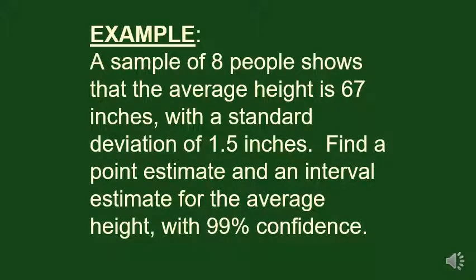So here's a typical problem. It says a sample of 8 people shows that the average height is 67 inches with a standard deviation of 1.5 inches. Find a point estimate and an interval estimate for the average height with 99% confidence. If you look at this, it's a lot like the problems we just did for Z. The only real difference is this is a very small sample. We have just 8 people instead of like 40 or 49 like we did earlier.